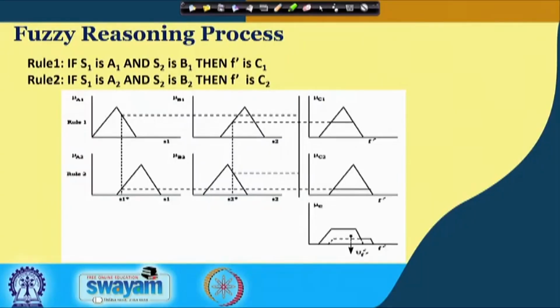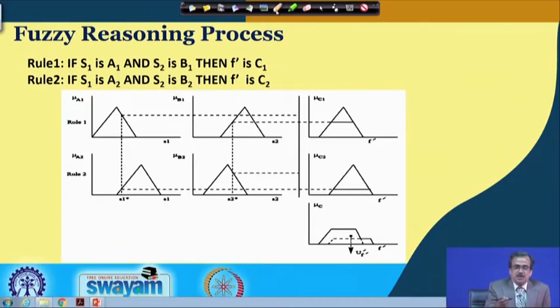Now, we have discussed that for a set of inputs, with the help of the fuzzy inference engine, we will be able to find out which rules are going to be fired. Supposing that these two rules are going to be fired, and here we have the membership function distribution for the inputs and outputs. Let me read the rules, and we will have to find out the output of these two rules.